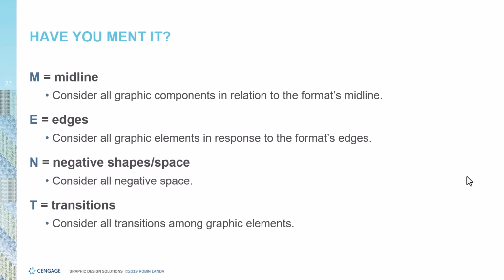M equals midline. Consider all your graphic components in relation to the format's midline. Two, E, edges. Consider all graphic elements in response to the format's edges. Three, N, negative shapes and space. Consider all of your negative space. And four, T, transitions. Consider all transitions among graphic elements.